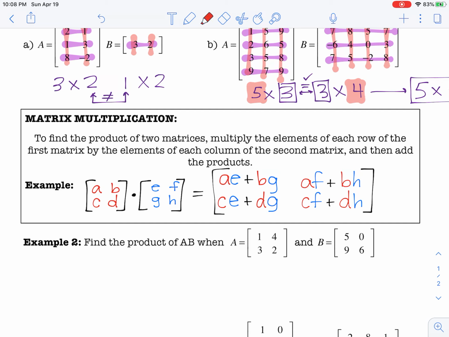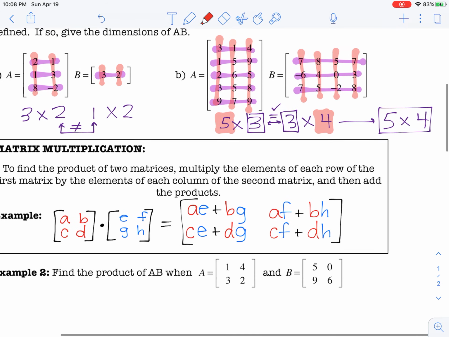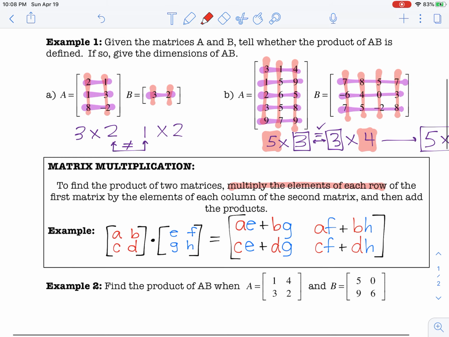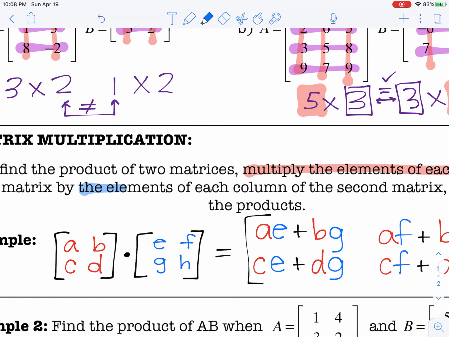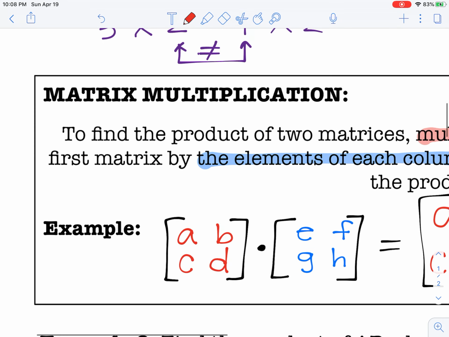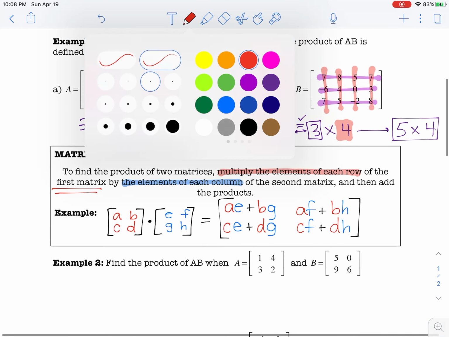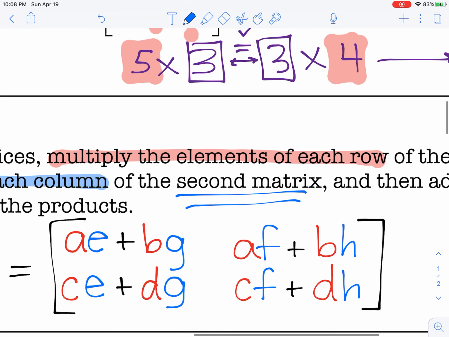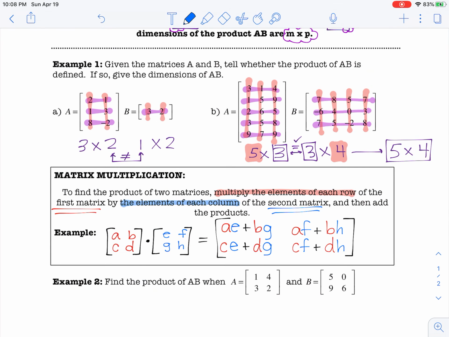When you multiply, you're going to take the elements of each row of the first matrix, and you're going to multiply them to all the elements of each column in the second matrix, which is why those two middle numbers in your dimensions need to match. Then, after you've found all those products, you're going to add them up.